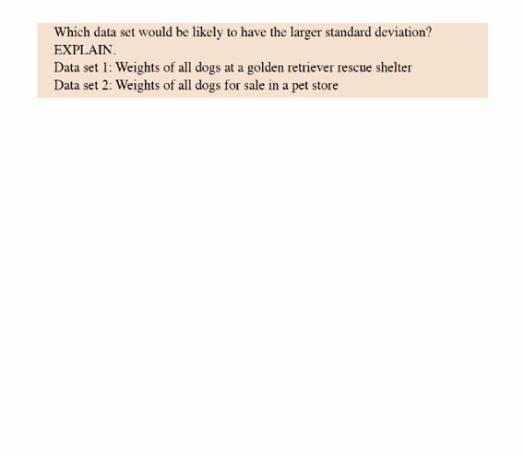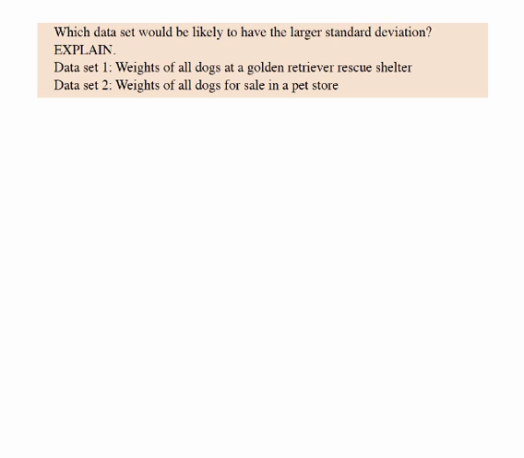So we're describing weights of dogs. In the first data set, it's going to be all of the dogs at a golden retriever rescue shelter. So they're all going to be the same breed of dogs, which is important. The second data set is weights of all dogs for sale in a pet store, which would be multiple breeds, some big, some small. We're asked which would be likely to have the larger standard deviation.